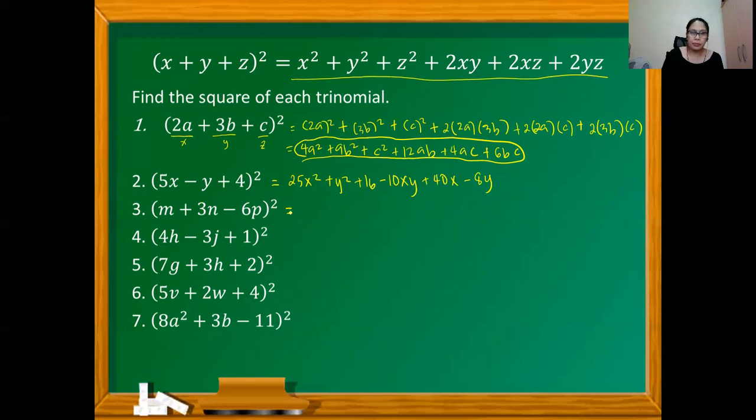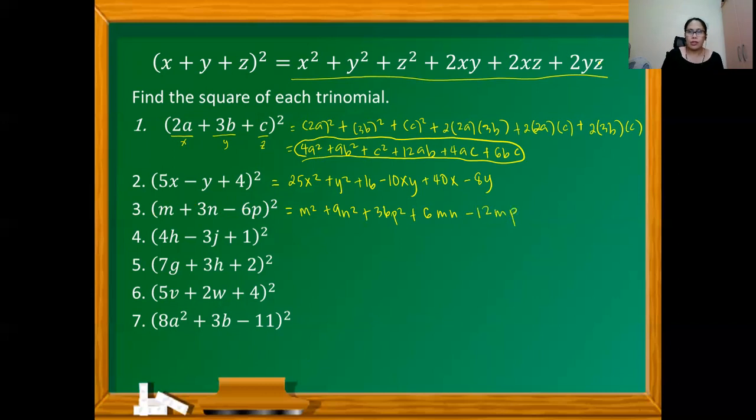For number 3, again, we'll square the first term. So this is m squared. And then we'll square the second term. So that's 3n times 3n. So we have 9n squared. And then we square the last term. So this is plus 36p squared. And then the fourth term is equal to 2 times the first term times the second term. So this gives us 6mn. And then the fifth term is 2 times the first term times the last term. So this will give us again a negative value on the fifth term. So this is 2 times m, 2m times negative 6. This gives us negative 12mp.